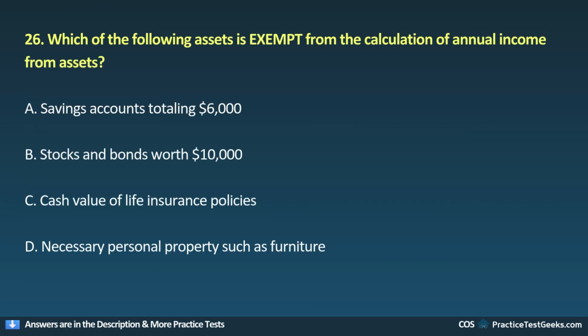26. Which of the following assets is exempt from the calculation of annual income from assets? A. Savings accounts totaling $6,000. B. Stocks and bonds worth $10,000. C. Cash value of life insurance policies. D. Necessary personal property, such as furniture.